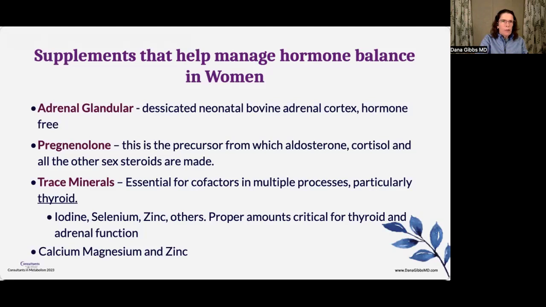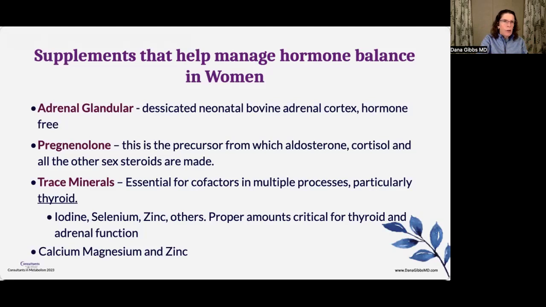The next thing that we supplement tends to be pregnenolone. And pregnenolone is the precursor from which the cortisol, the aldosterone, and all the sex steroids are made. And even if you have high stimulation of cortisol, if you take pregnenolone, it actually bypasses that step that sucks it away and knocks it down from building your sex hormones and the other ones.